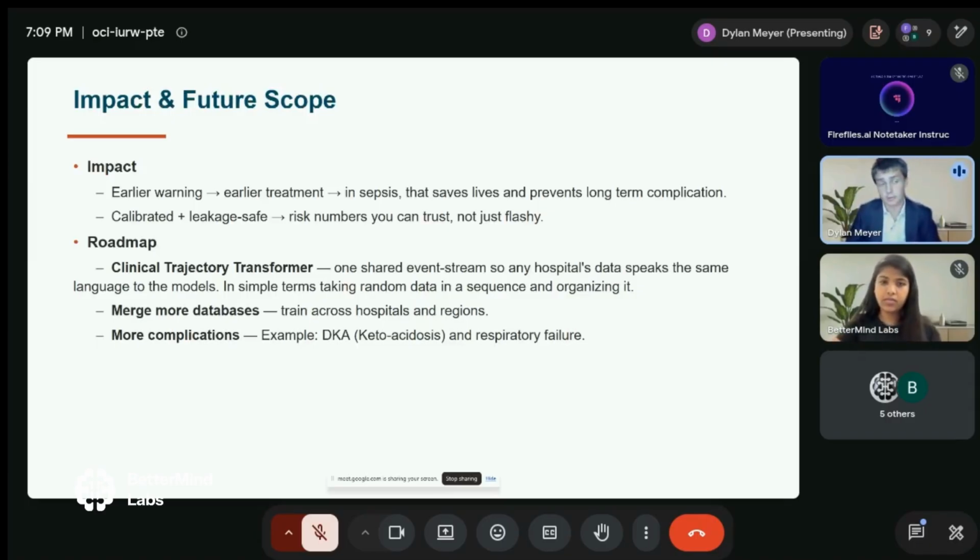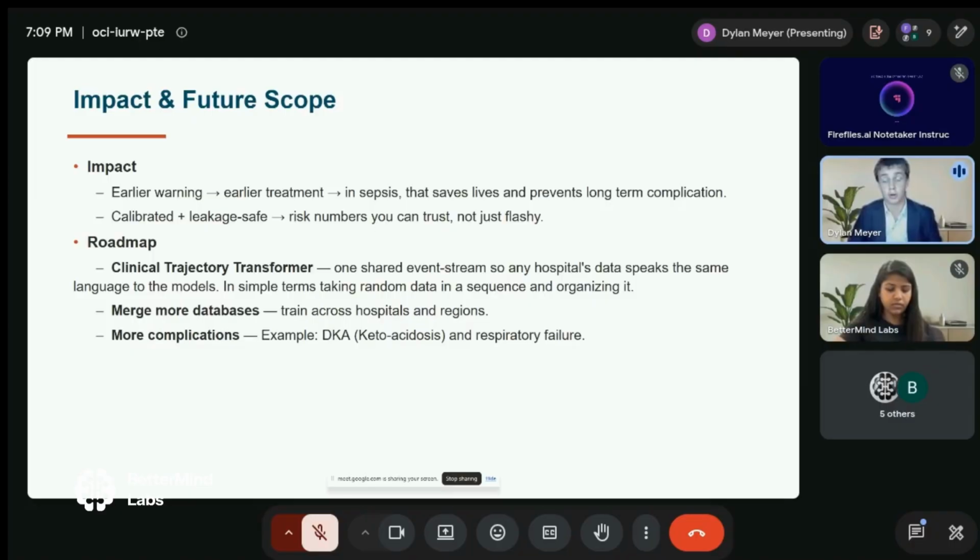So the impact and future scope. The impact is that it has the potential to save people's lives and prevent long-term complications from having something like sepsis. And the numbers that I showed are extremely trustworthy. The model's not looking into the future at future labels. It's calibrated.